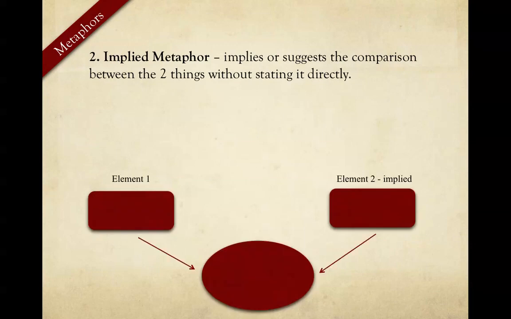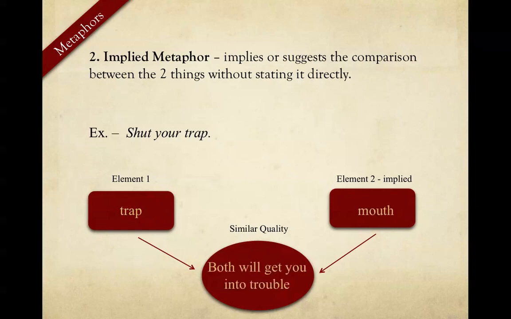Again, same graph that we use with the simile and the direct metaphor works over here. We're always looking for what are the two things being compared and what's the similar quality. But you'll notice that over here, element 2 is implied, which means it won't be stated in the sentence directly. Let's take a look. Shut your trap. So we know that element 1 is going to be the trap. And element 2, we've heard this common expression, and we know what that means. It means shut your mouth. Therefore, trap is really being compared to mouth. And the similar quality as well, both will get you into trouble if you keep them open and keep them moving, right? A trap can get you into trouble, and so can a mouth. But mouth is not written there, so therefore, it is implied.